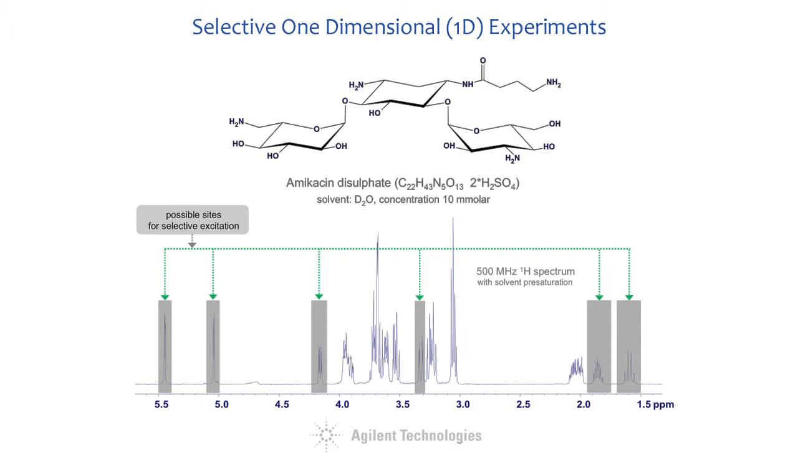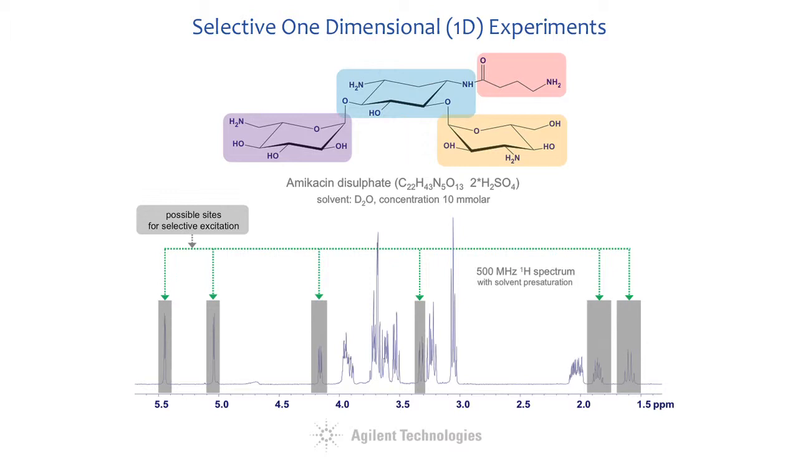For demonstration purposes, we have chosen amikacin disulfate, a natural antibiotic dissolved in deuterium oxide at a concentration level of 10 millimolar. We use a 500 MHz DD2 console and a 1 NMR probe. The structure of amikacin consists of 3 sugar units and an aliphatic side chain corresponding to 4 isolated spin systems in the molecule. Due to the very similar structure of the carbohydrate rings, the central region of the proton spectrum shows extensive signal overlap that makes full proton assignment impossible even for experienced spectroscopists.